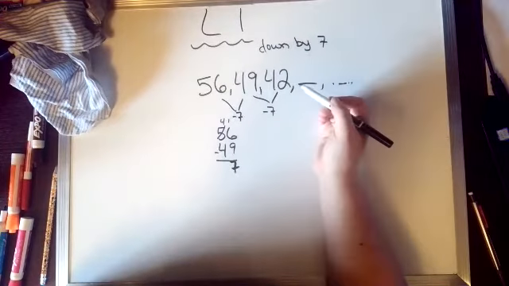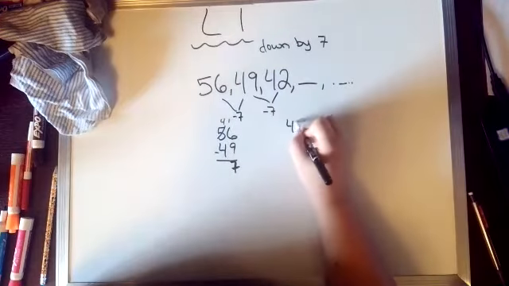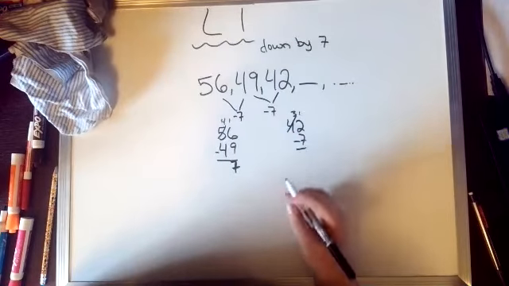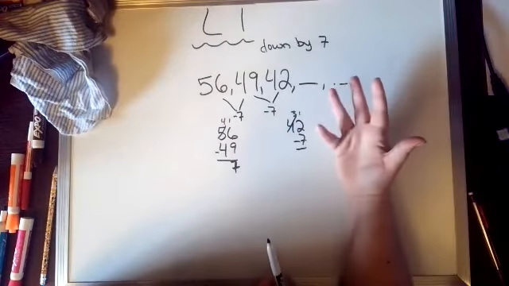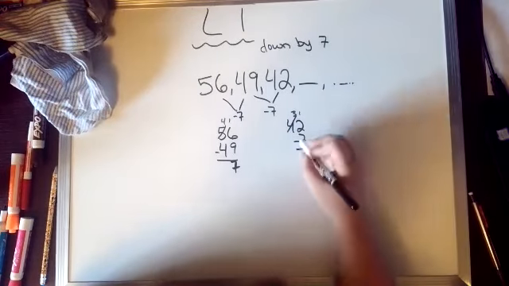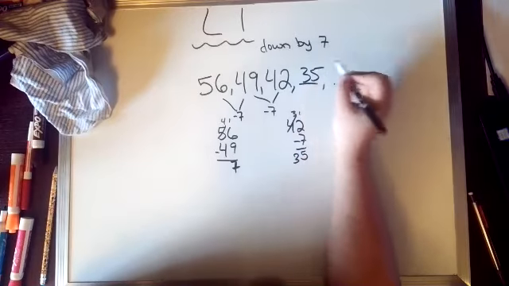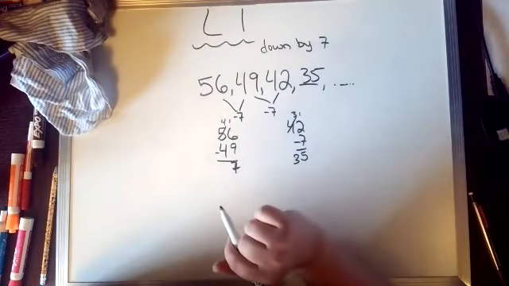So 42, take away 7. We are looking at, let's just do the math. 1, 2, 3, 4, 5, 6, 7, which leaves us with 5 and 3, so that's 35. And I could keep going all I wanted, and it would continue.